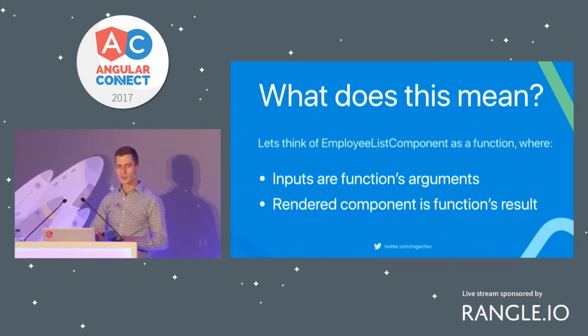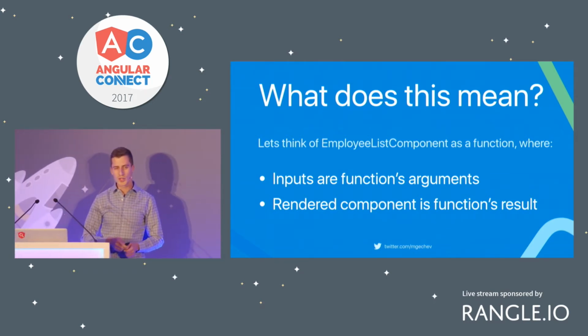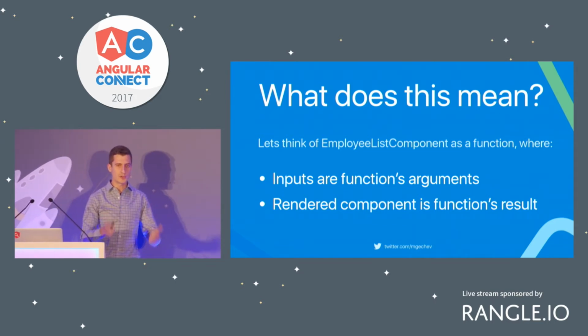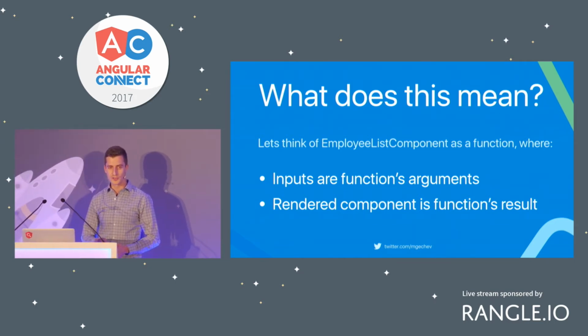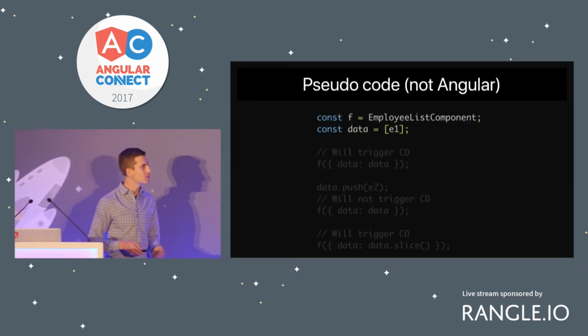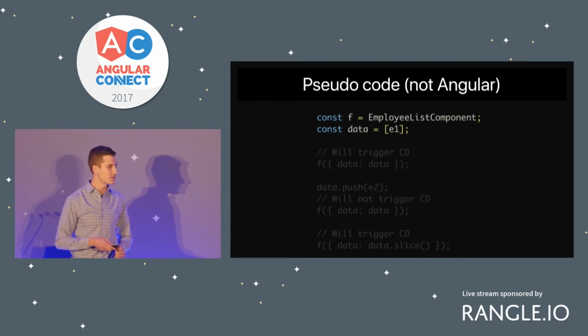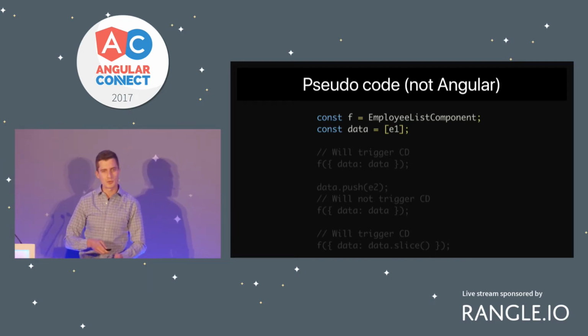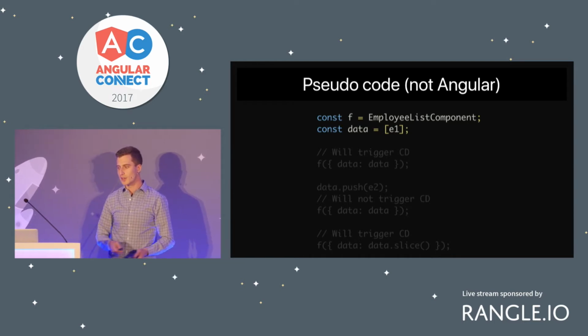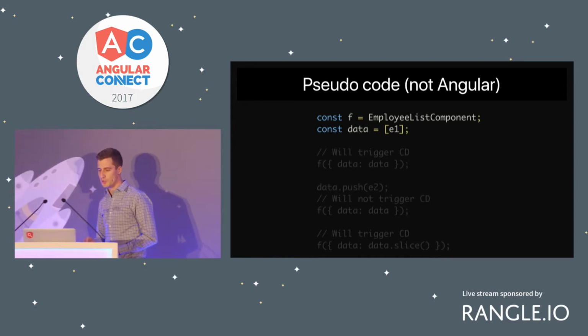We can think of the employee list component inputs as arguments of a function. And we can think of the result of the function as the actual user interface rendered by the employee list component. So here is the example. We have our employee list component, which is the function f in this case. So again, this is not Angular. This only aims to explain in simple ways when the OnPush change detection is going to be invoked.